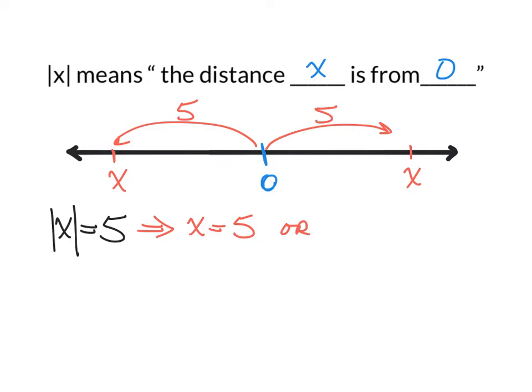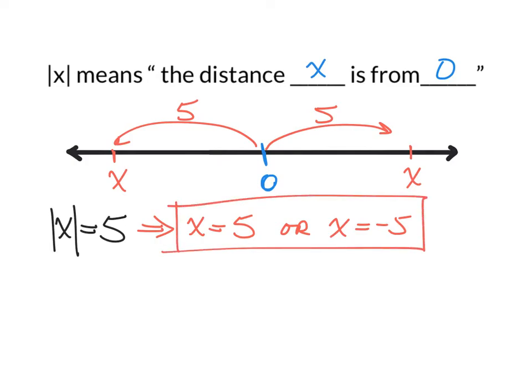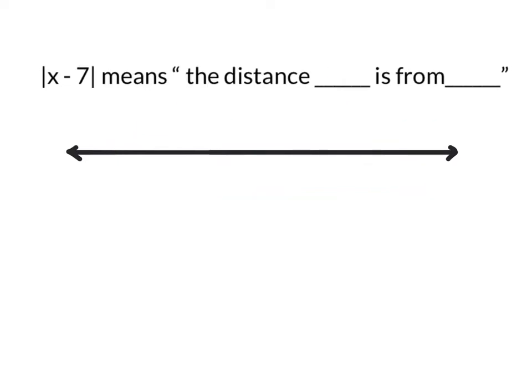Or if we were to go to the left of 0, x would be negative 5. And we end up with two solutions for the absolute value equation. So what does it mean when we have the absolute value of x minus 7? Well, what we saw before was that when we're subtracting two quantities, that's how we find the distance between them. So this is really the distance that x is from 7.